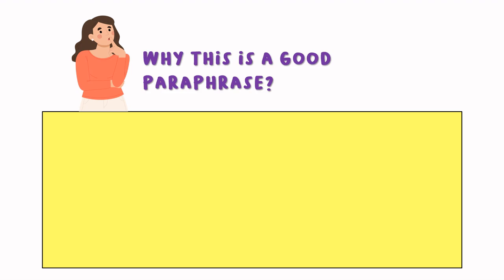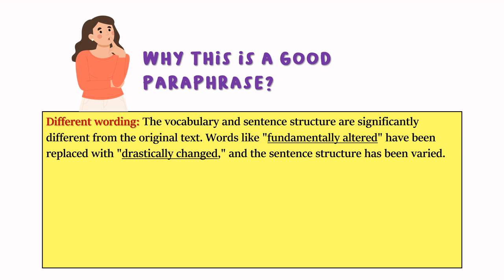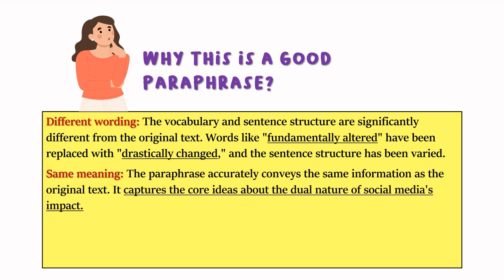Why this is a good paraphrase. Different wording. The vocabulary and sentence structure are significantly different from the original text. Words like fundamentally altered have been replaced with drastically changed, and the sentence structure has been varied. Same meaning. The paraphrase accurately conveys the same information as the original text. It captures the core ideas about the dual nature of social media's impact.